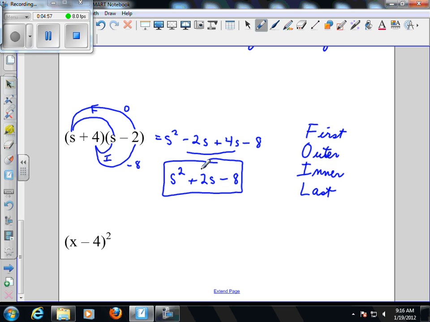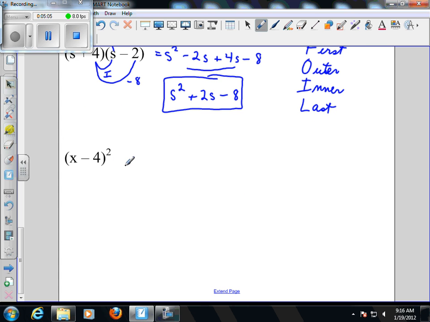Okay, basically, you've probably noticed this is just repeated applications of the distributive property here. We have x minus 4 squared. Be careful. You just can't square the x and square the 4. You actually are going to have to write this out as x minus 4 times x minus 4 and use our FOIL method. So let's start with the first terms.